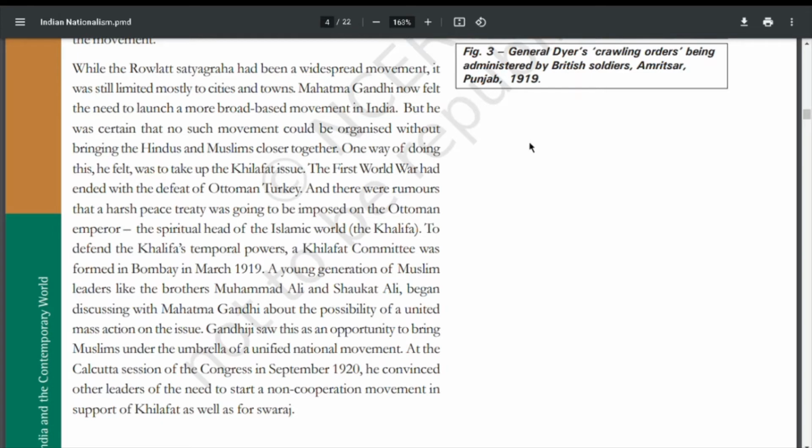Gandhiji saw this as an opportunity to bring Muslims under the umbrella of a unified national movement. At the Calcutta session of the Congress in September 1920, he convinced other leaders of the need to start a non-cooperation movement in support of Khilafat as well as for Swaraj.